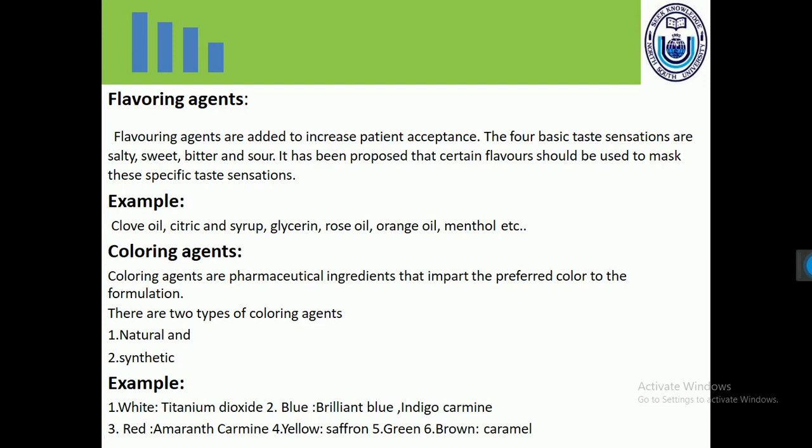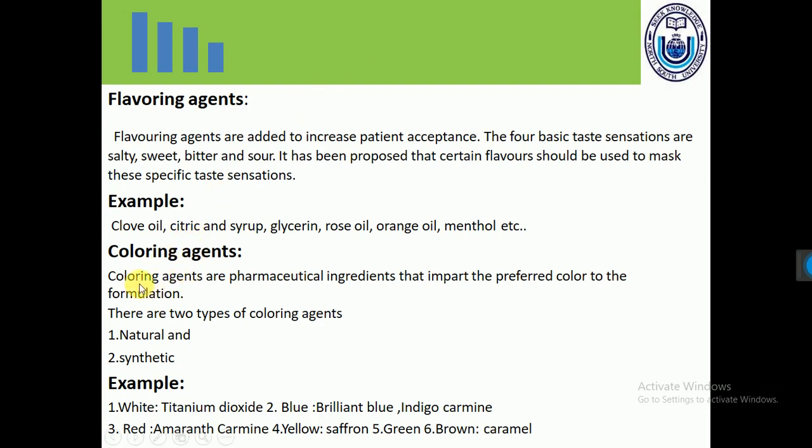Different types of flavors are used in various pharmaceutical preparations. The four basic taste sensations are salty, sweet, bitter, and sour. It is proposed that certain flavors should be used to mask these objectionable, specific taste sensations, so it becomes easy for the patient to take it. Examples of flavoring agents are chloroform, fluoride, citric acid syrup, glycerine, rose oil, orange oil, and menthol, which can be taken from Mentha piperita. These are flavoring agents, and which one is used depends on you.